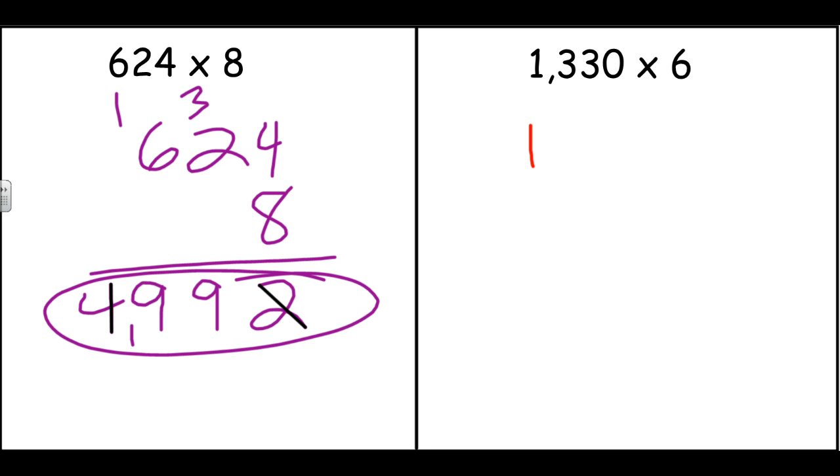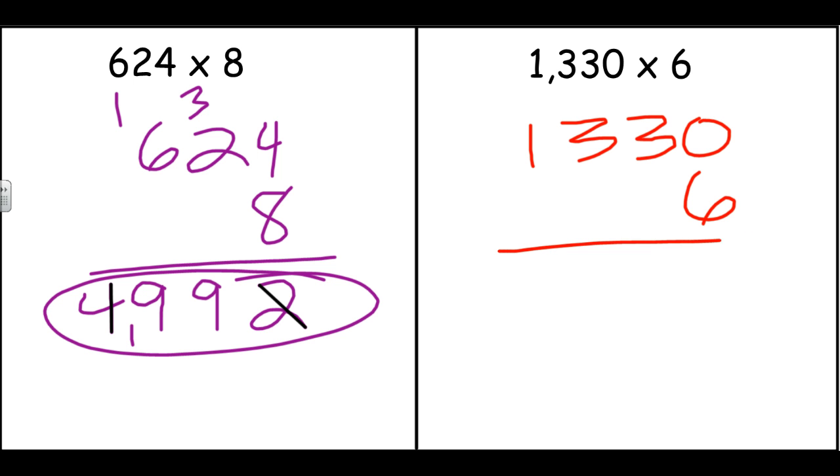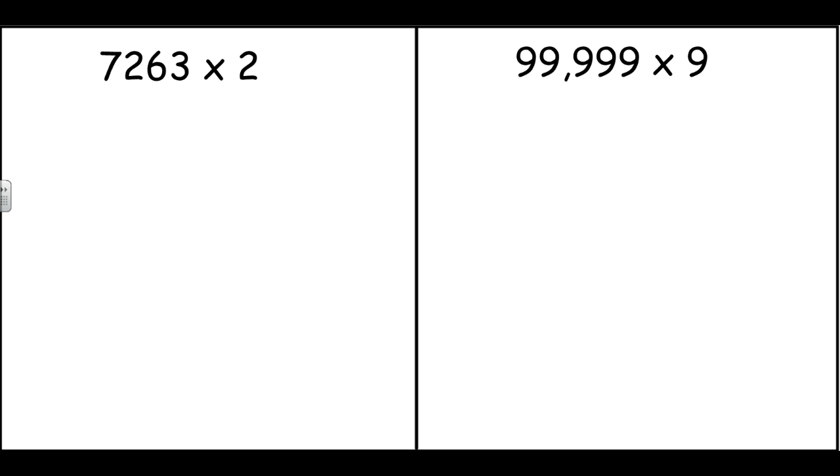And then finally, at least in this page, 1,330 times 6. 6 times 0 is 0. 6 times 3 is 18. Add 1, 6 times 3 is 18, plus 1 extra 100 is 19, and 6 times 1 is 6, plus 1 is 7. 7,980.